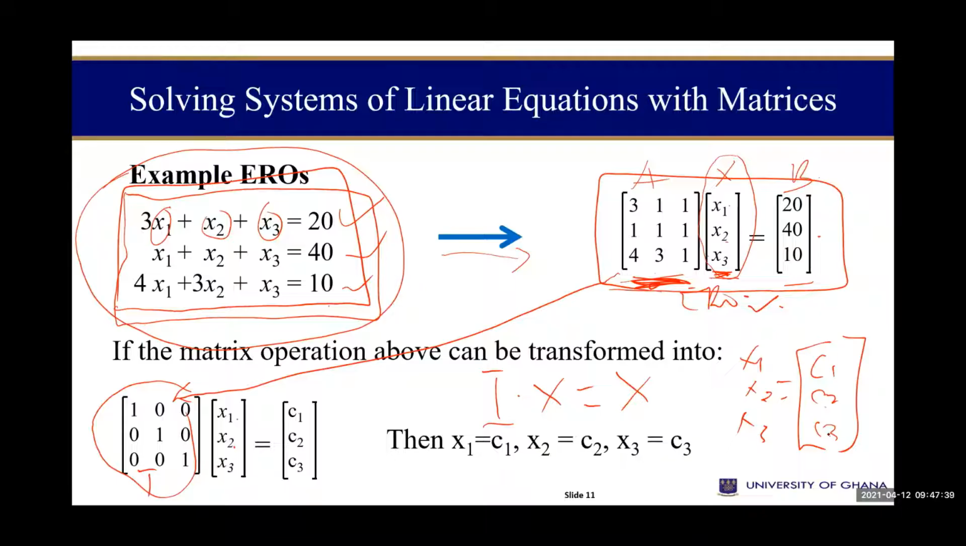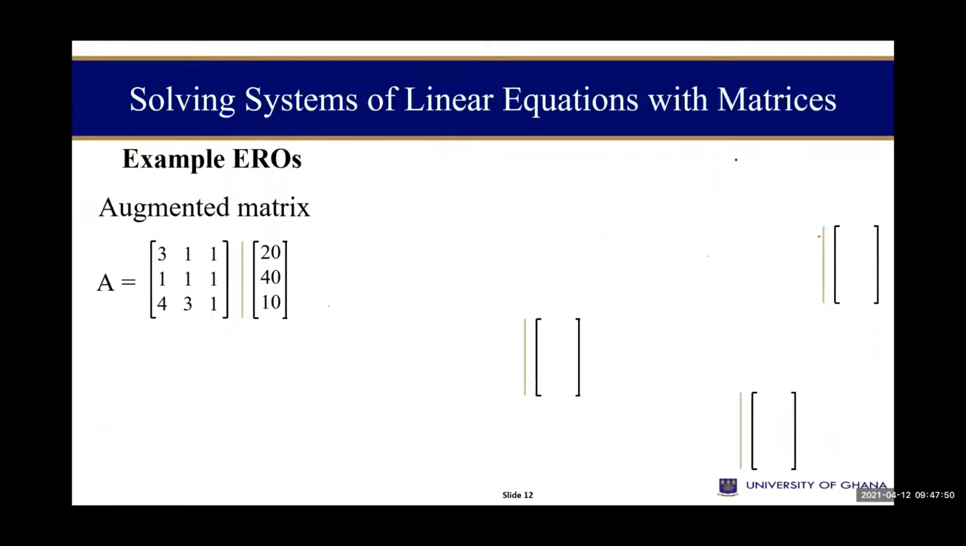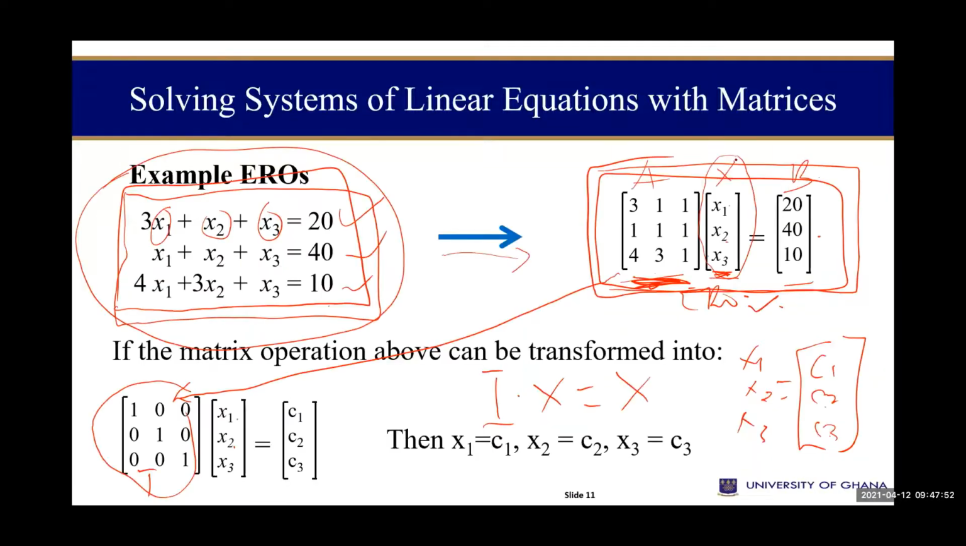What it means is that I need to find a way to augment the whole of this matrix into one form, then go ahead to do my elementary row operations. So let's see how we go through it. Any questions so far, so we can proceed?